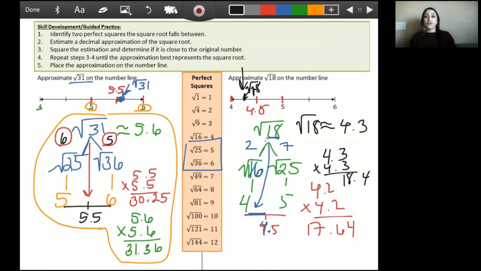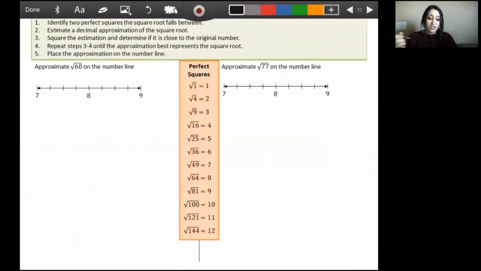Okay, moving on to a few other problems. Stay with me. You guys are doing great. So I have the square root of 60. Approximate the square root of 60 on the number line.